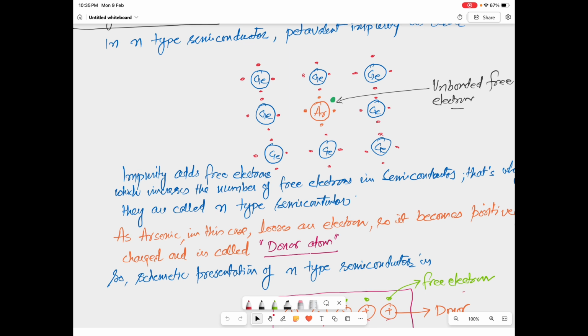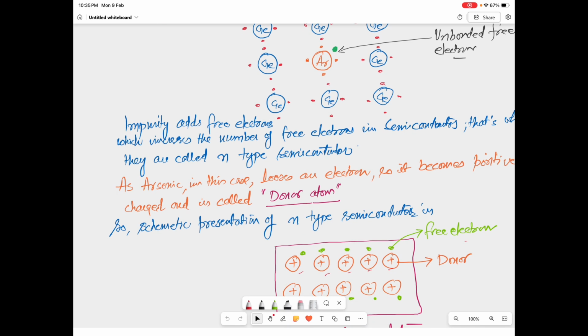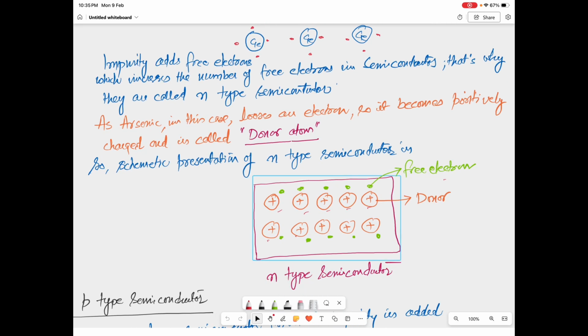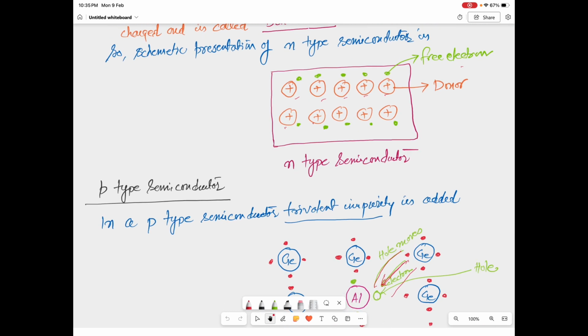Since arsenic loses one of its electrons, it becomes positively charged, and we call it a donor atom. The schematic representation is here. You have positive donor atoms and there are free electrons around them. So you must remember the schematic representation of an N-type semiconductor. Hope you have understood.